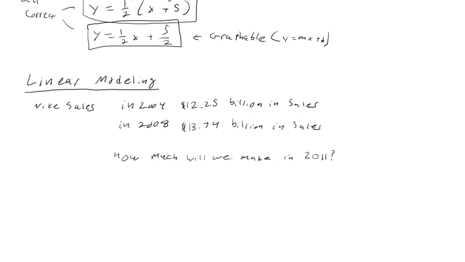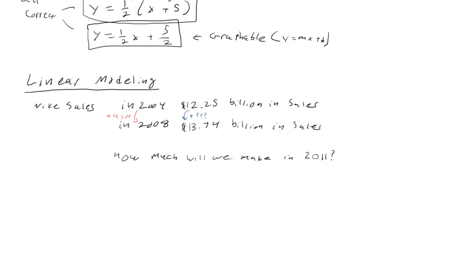Well, so we have 2004 to 2008. We can see how many years we grew. That's 4 years. So we increased 4 years plus 4 years. And we also increased in our sales, plus, what is that, 1 point something billion? Some amount you can figure out.